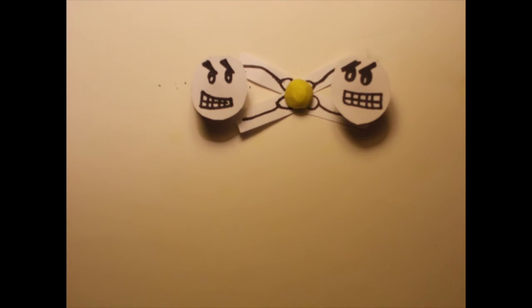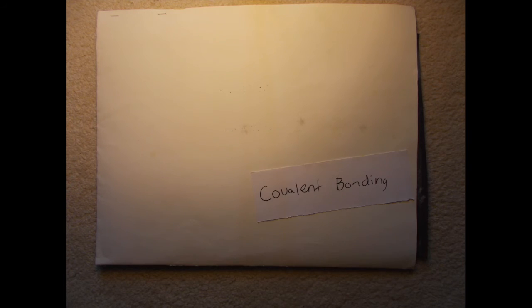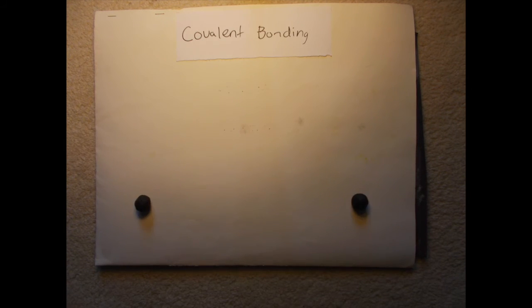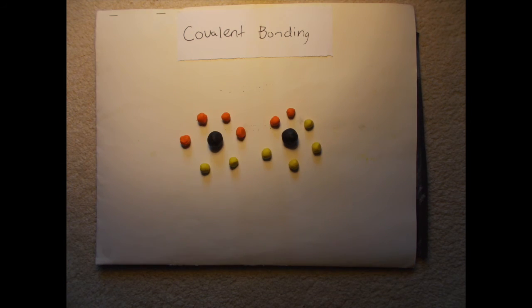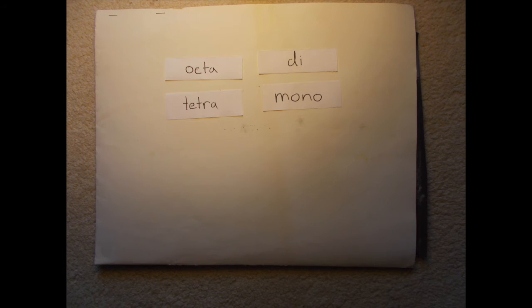Covalent bonding is all about sharing. Covalent bonding occurs between 2 or more nonmetals. They share electrons to get a full valence shell because they aren't strong enough to take electrons from another. Covalent bonds are named using Greek prefixes such as mono, di, tetra, and octa.